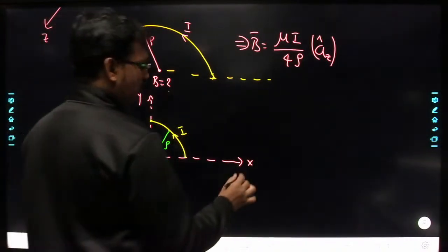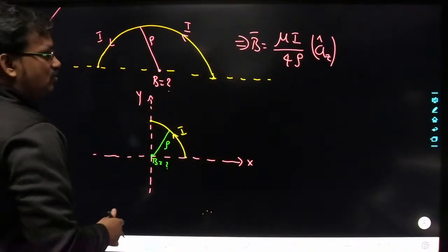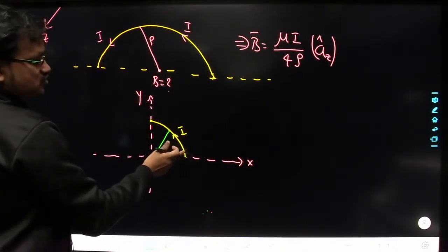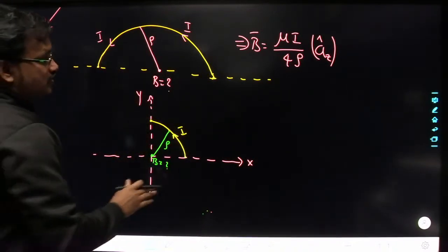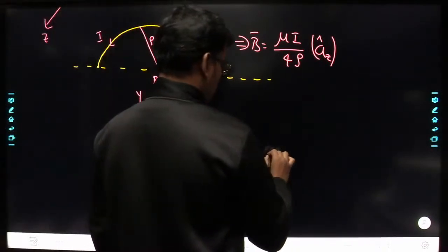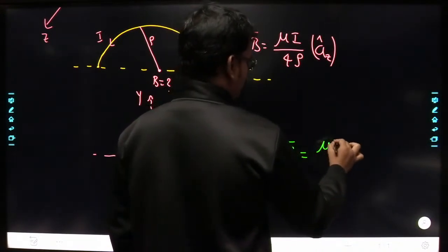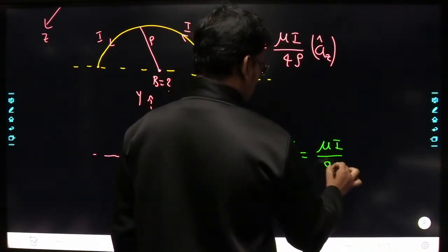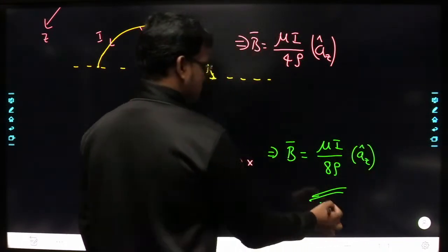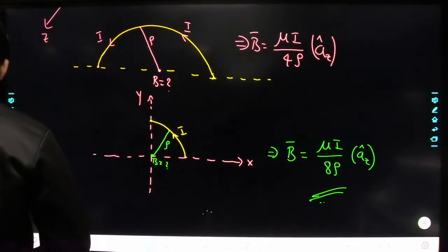Now what is the B field at the center? Tell me what we got. This must be half of this one, yes or no? Here phi is varying from 0 to pi, and here phi is varying from 0 to pi by 2, so it is going to be half of this one. So we got the expression B bar is equal to mu I by 8 rho a z cap. All these things we have seen in the previous session itself.